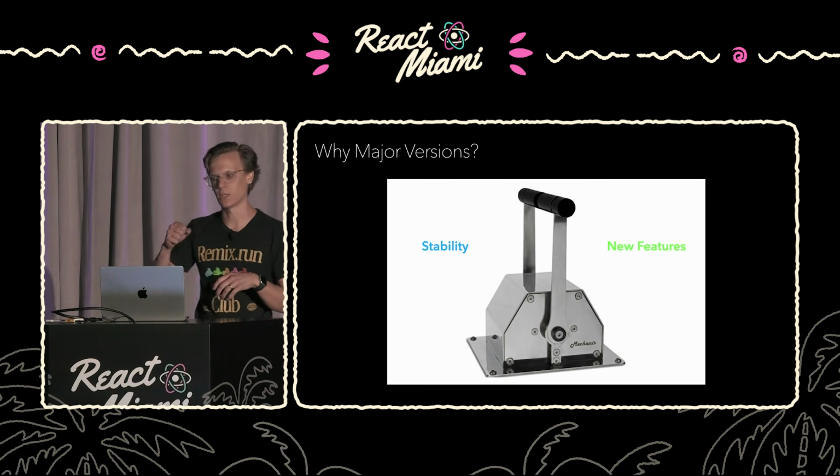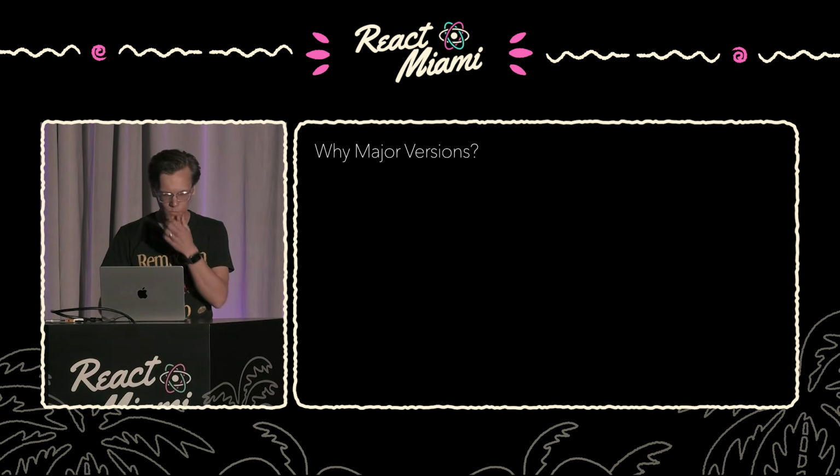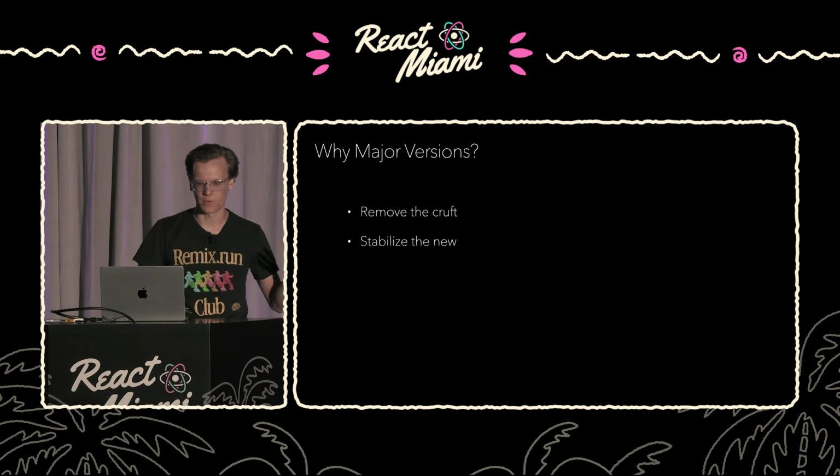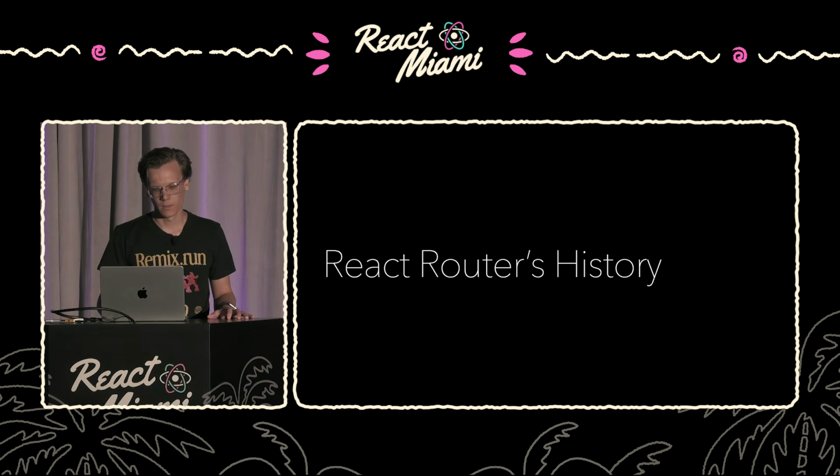And so major versions are a chance for us to kind of pull back the lever and focus a little bit on stability for a second. So really, the reasons for major versions is to remove cruft, stabilize the new, and to communicate direction.